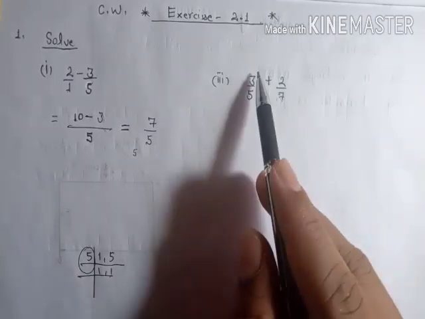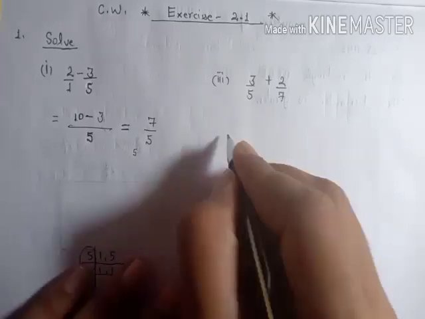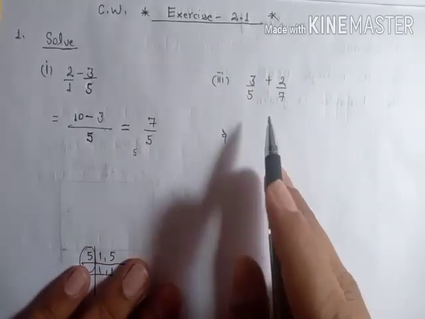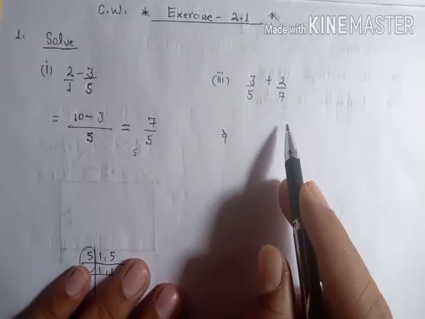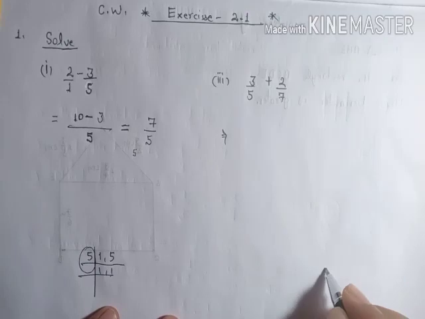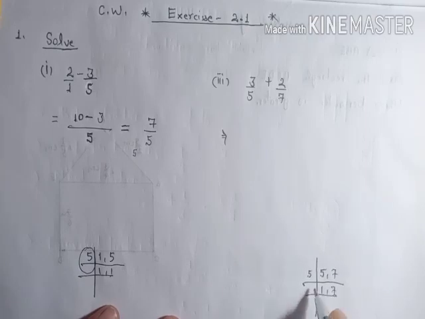Here we have another question. We have to add 3 upon 5 plus 2 upon 7. So get the LCM of 5 and 7. 5 and 7 are co-prime numbers, actually they are prime. So 5 and 7 will give you the LCM 35, but let's check that. 1 and 7, if you divide by 7 you will get 1 and 1. Yes, 5 into 7 is your LCM.